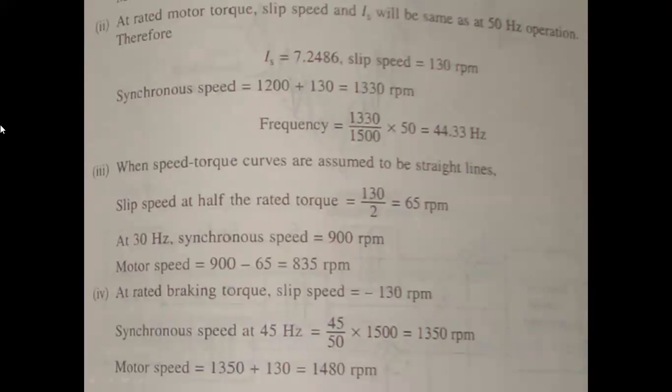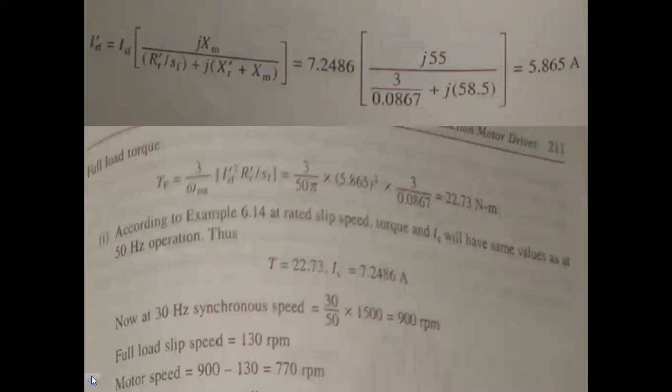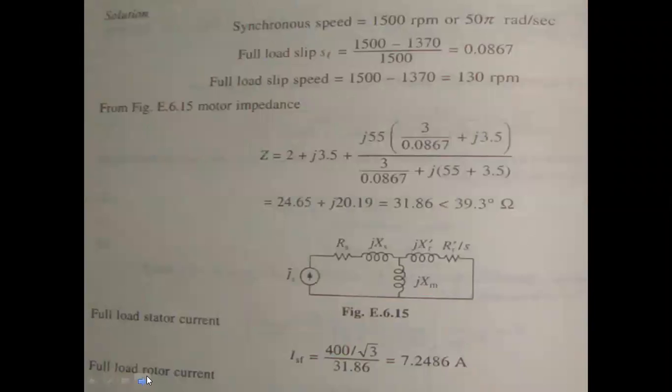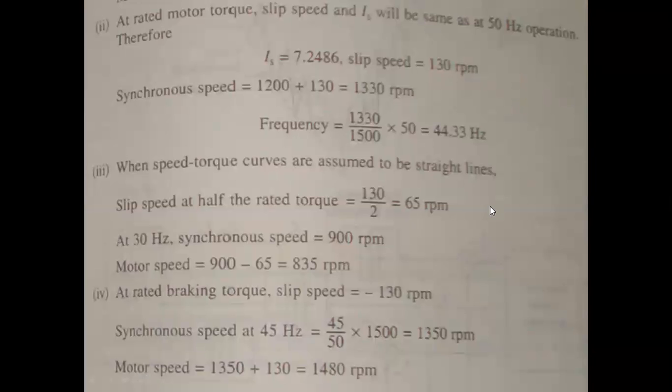Okay, and next, the last bit: at rated braking torque, what is the slip speed. First they asked about 45 Hz. Calculate the motor speed at 45 Hz and braking torque equal to rated motor torque. So we just have to find the synchronous speed at 45 Hz, following the same procedure as we used for the speed at 30 Hz.